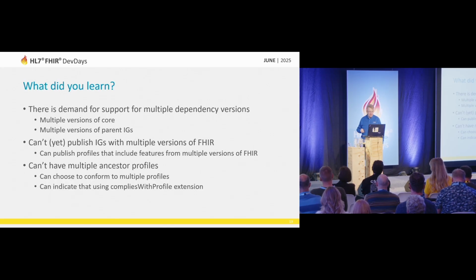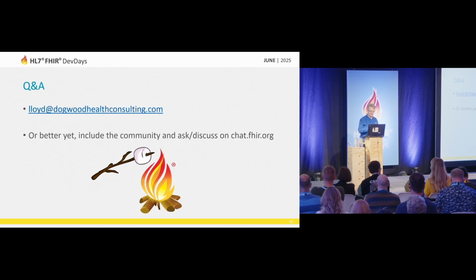You cannot have multiple ancestor profiles, but we do have the ability to assert conformance with multiple profiles, and that also makes things easier in terms of letting people prepare for future versions and or maintain support for historical versions.